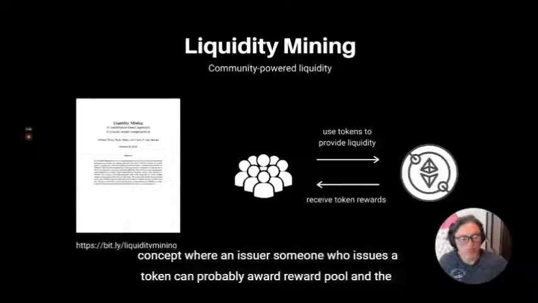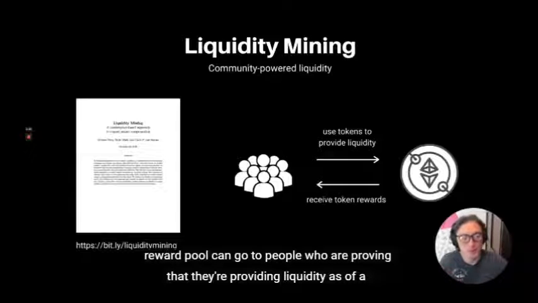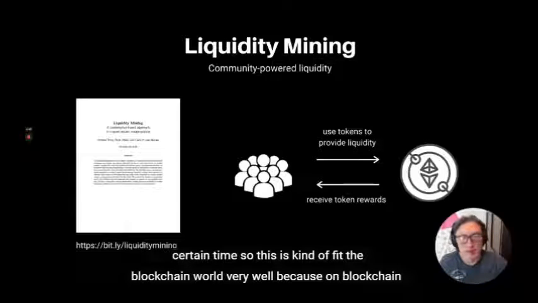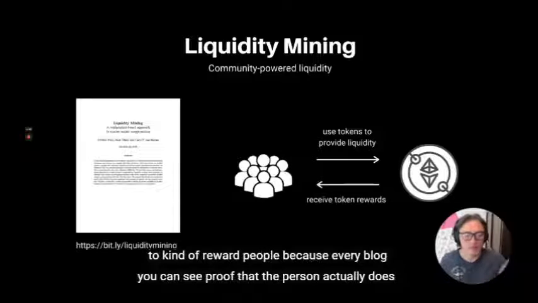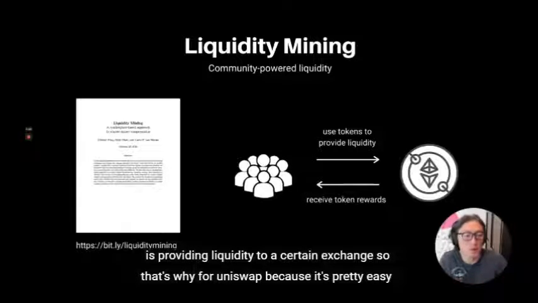And so we came up with a concept where an issuer, someone who issues a token, can put up a reward pool, and the reward pool can go to people who are proving that they're providing liquidity as of a certain time. This fits the blockchain world very well, because on blockchain there are already segregated blocks on every timestamp, so it's really easy to reward people because every block you can see proof that the person actually is providing liquidity to a certain exchange.